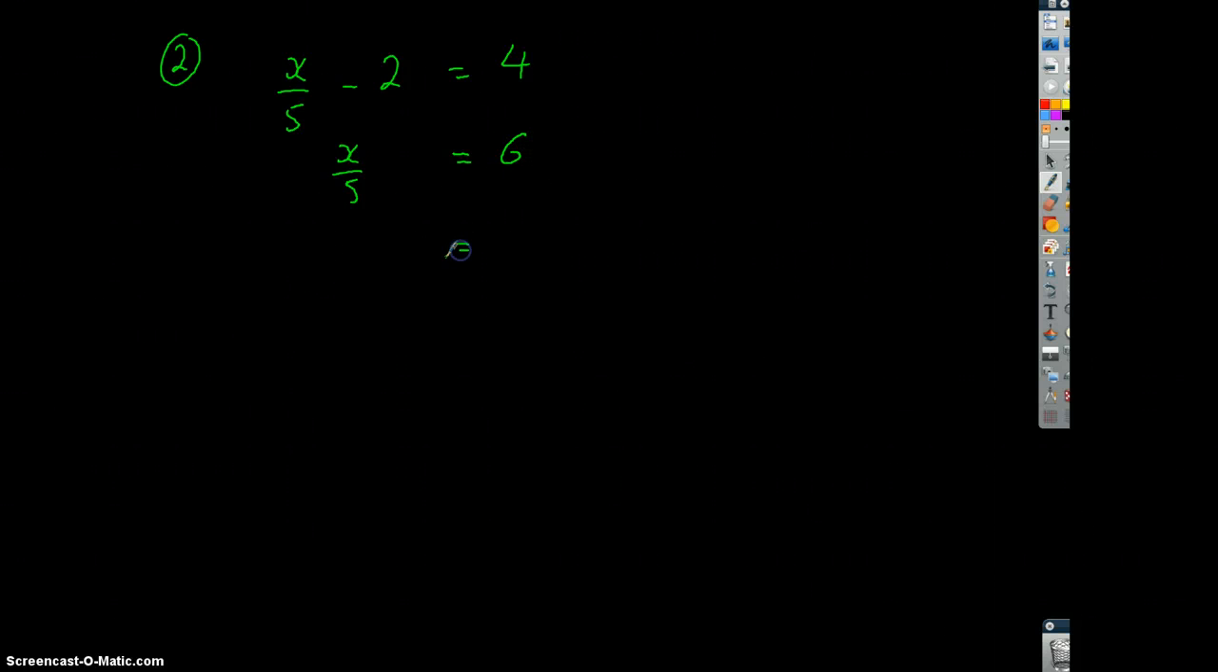6. Now, as we did in that last question, let's multiply through by 5. That leaves you with x. 6 times 5 is 30. Let's check our answer. 30 over 5 minus 2. 30 divided by 5 is 6. 6 minus 2 does in fact equal 4.